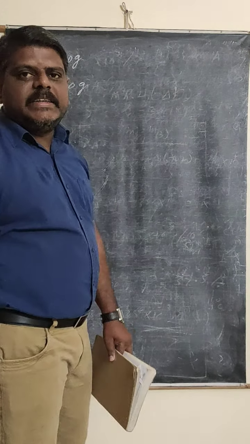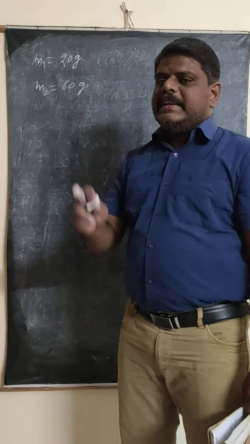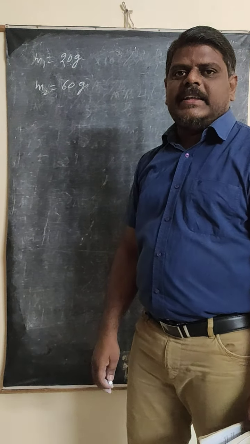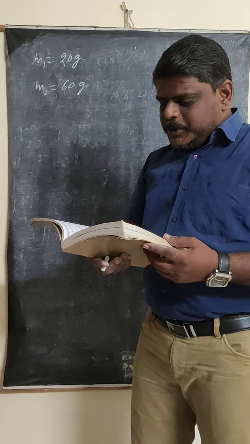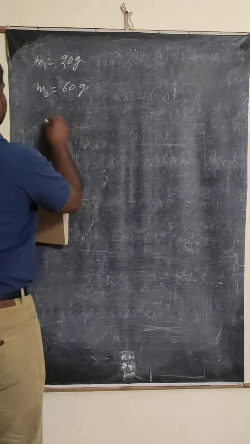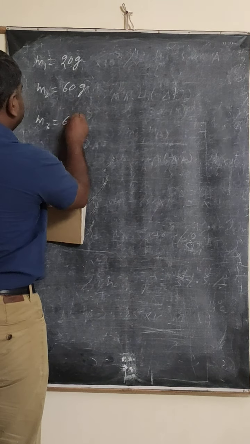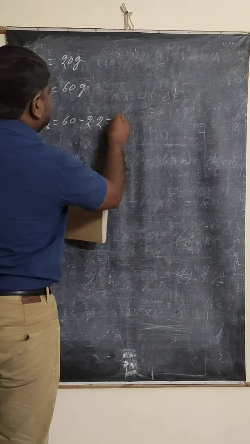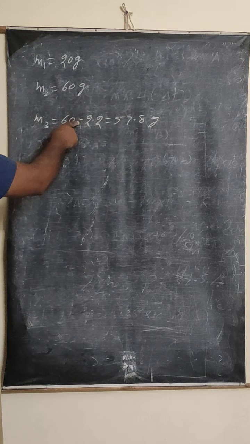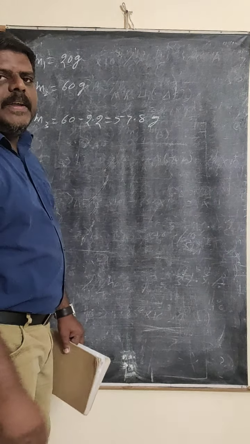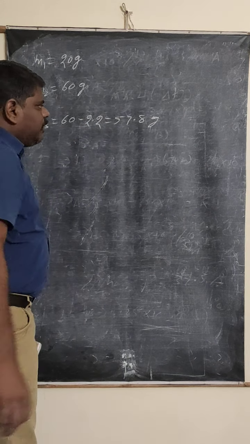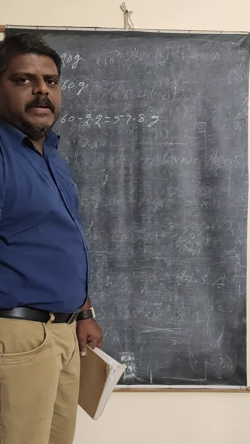At the temperature of 30 degrees Celsius, the mass of the bottle and the liquid is 60 grams, before heating. Out of that, 2.2 grams is going to be expelled. Then what is the mass of the remaining liquid? M3 is equal to 60 minus 2.2, which is equal to 57.8 grams, because 2.2 grams of liquid is expelled here.